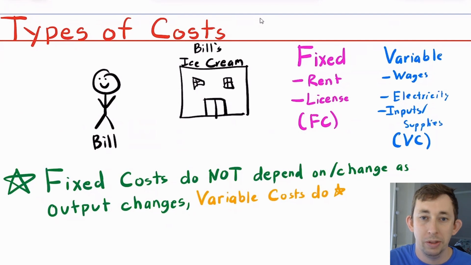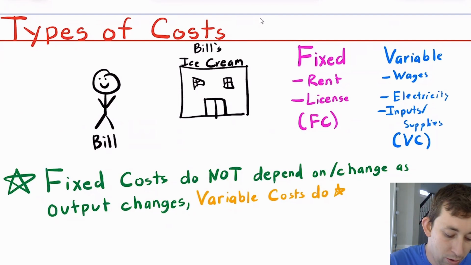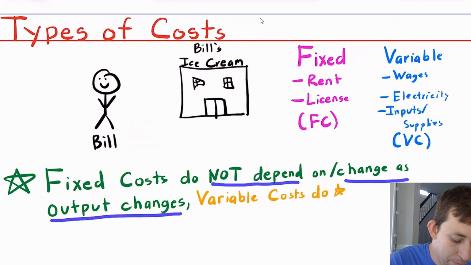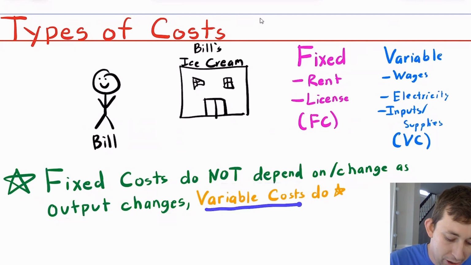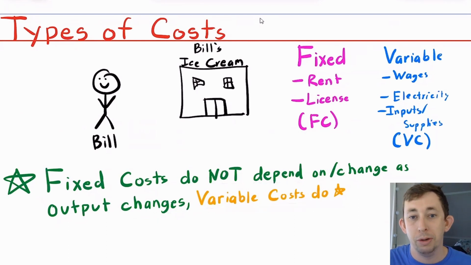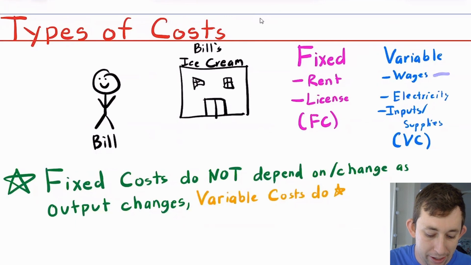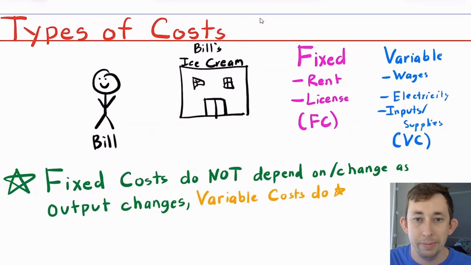So what is the difference between fixed cost and variable cost? Well, fixed cost is not going to change as the amount of ice cream that Bill produces changes, but variable costs, those costs will go up as Bill produces more ice cream cones. So that might be something like wages, how much he's paying his workers. If he wants to make more ice cream, he's got to pay more people. If he's paying more people, he's paying a higher overall cost.